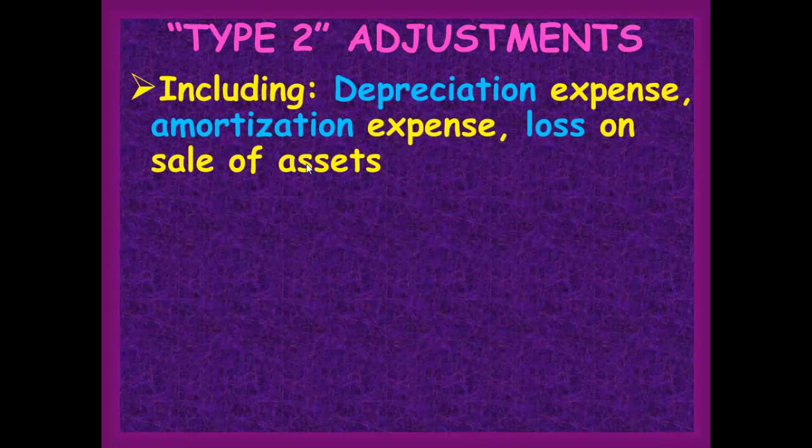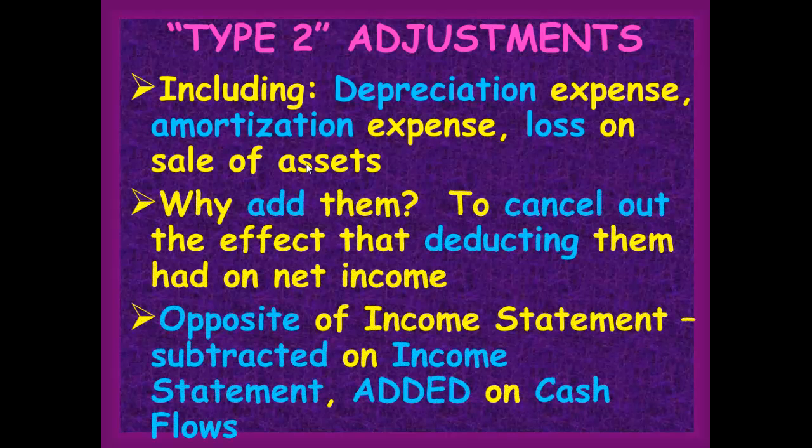Loss on sale of assets. Losses make my net income go down. If I sell an asset at a loss, does that require that cash go out? Well, no, quite the contrary, because if I sell an asset, cash is going to come in. So therefore, we subtracted it to get to net income. We're having to cancel it out. So all these items, we're going to treat them the opposite as what we did on the income statement. We subtracted them on the income statement. On cash flows, we're trying to cancel them out, and we do so by adding them back in.